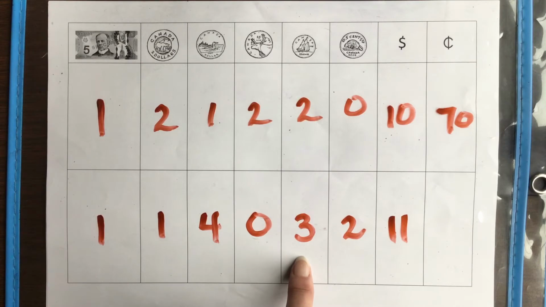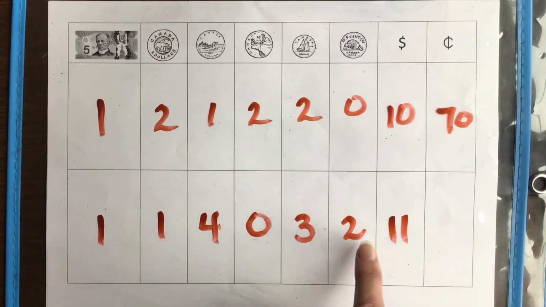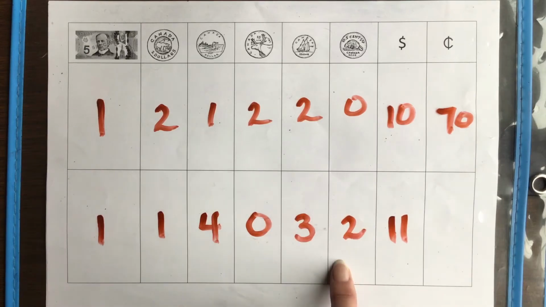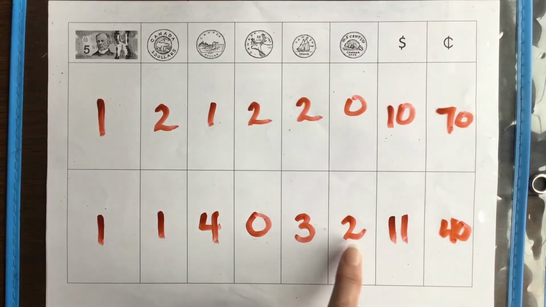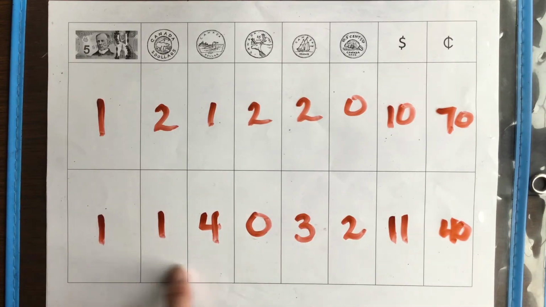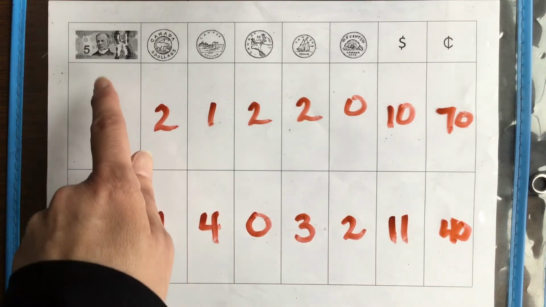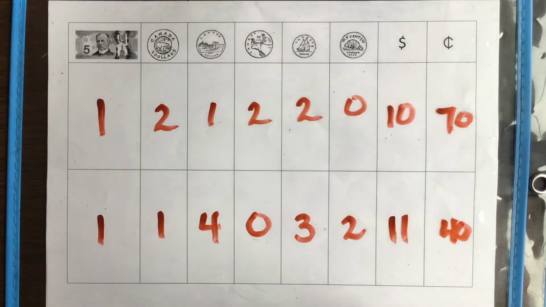What's 3 times 10? 3 groups of 10 is 30. So I have 30, 35, 40, because I counted by 5 2 times. So my total for this grouping of bills and cents is $11.40.